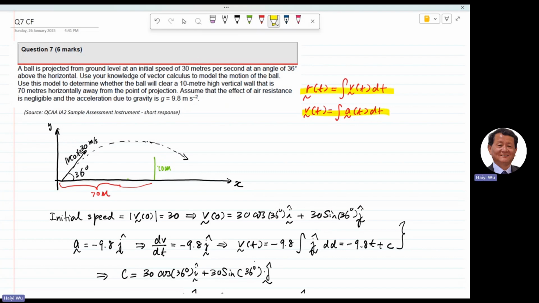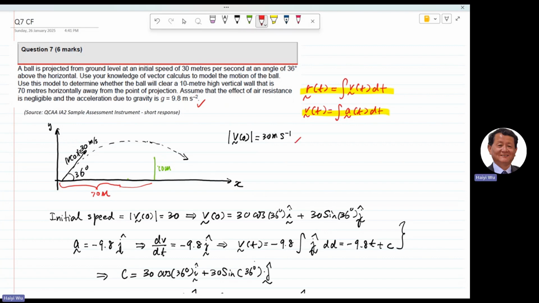This question gives you a couple of things. One is g, which is gravity. And also we have an initial speed. Initial speed means the velocity when the time is zero, and the magnitude is given as 30 meters per second. So that's given.